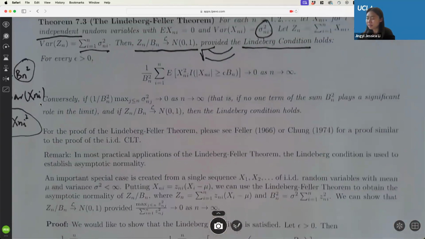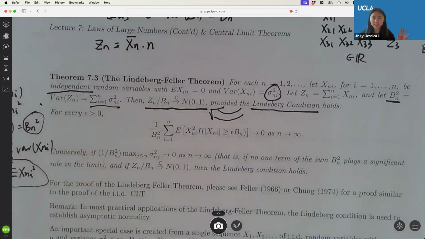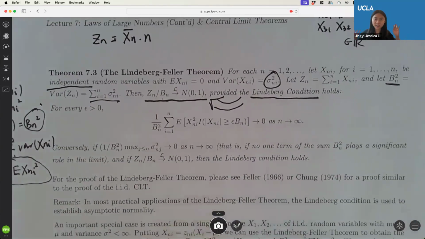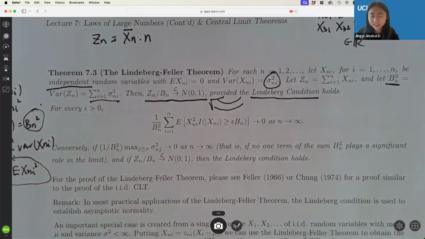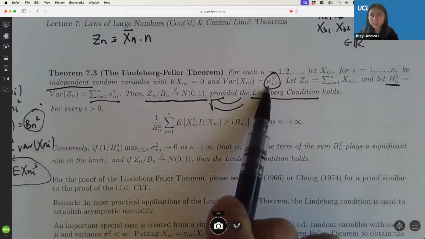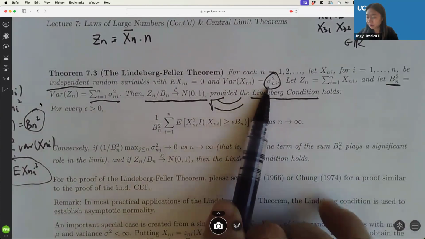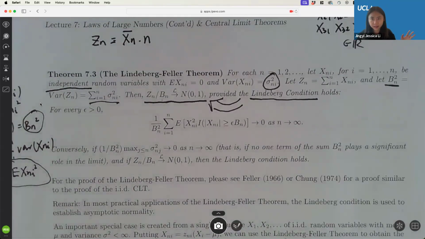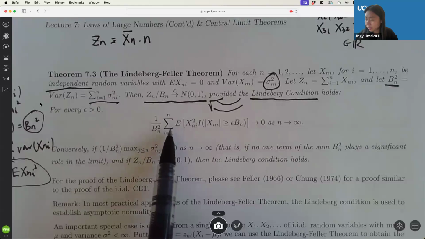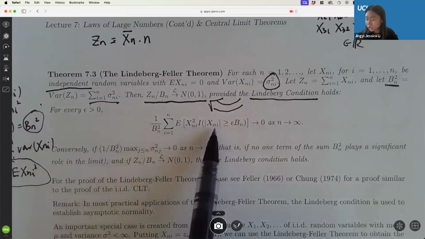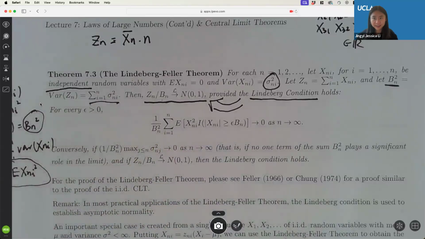And here, same thing. Here, we drop the identical distribution, which means that they don't have to come from the same distribution family. And as long as they are independent, each with mean 0, they can have very different variances. But of course, their variances must be finite, right? And also, you need each random variable to be not so far away from 0. That's the intuition behind the Lindeberg-Feller condition.